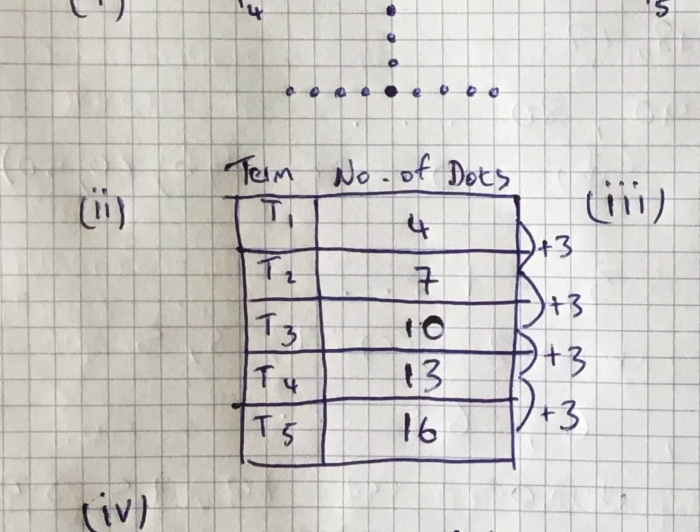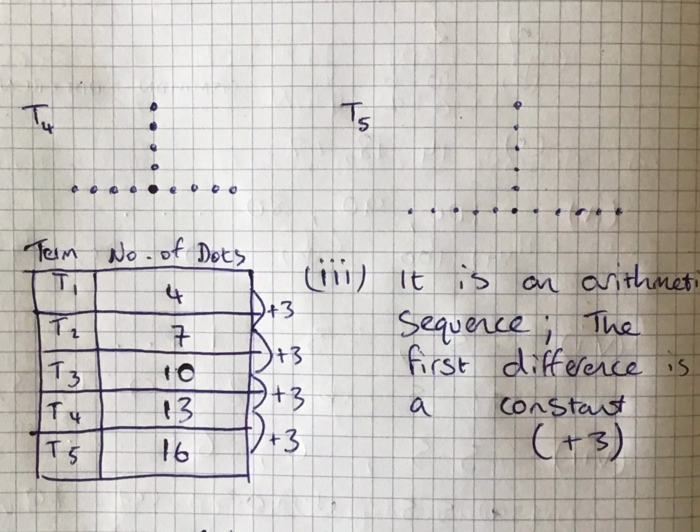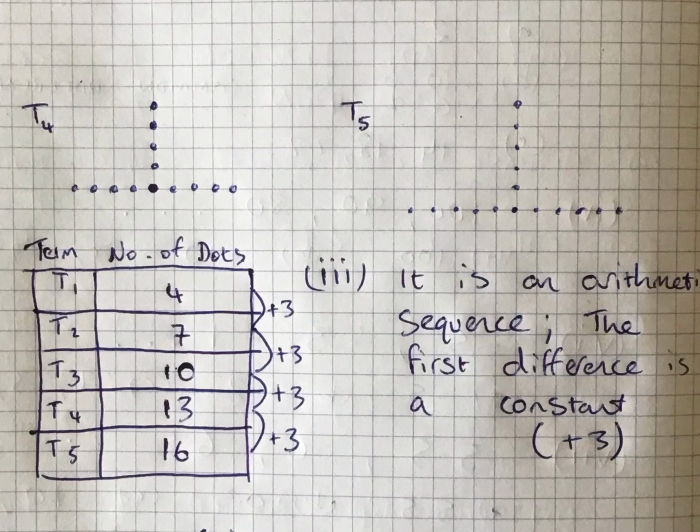Part 3 then. Question says, describe the sequence of numbers generated by the pattern. So I'm going to use this table to figure that out. Okay, you can see what the table says. It's going up 4, 7, 10, 13, 16. And you can see that I've drawn it on the right hand side of the table. I'm adding 3 each time.